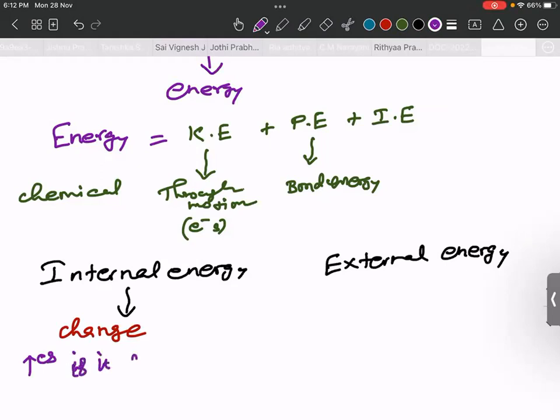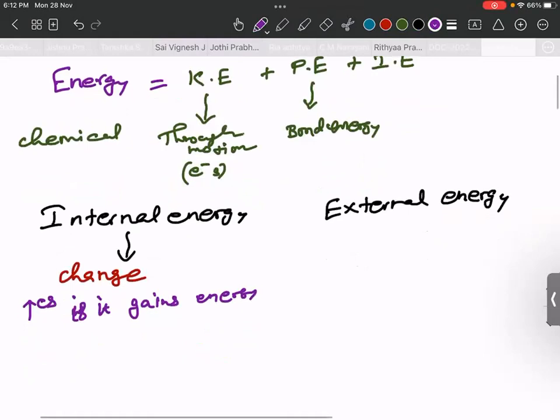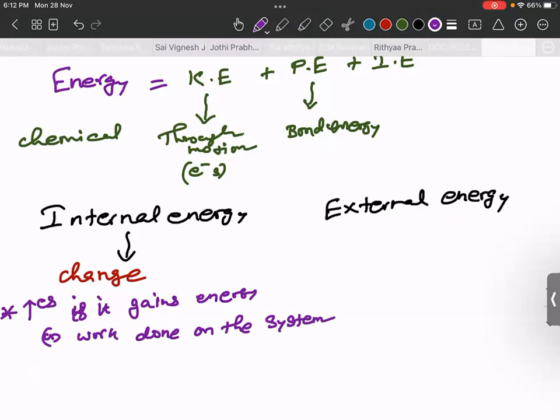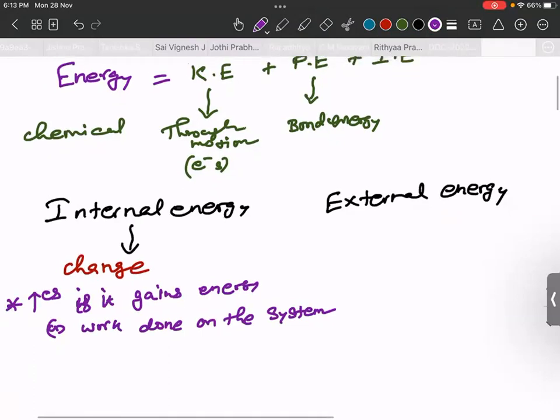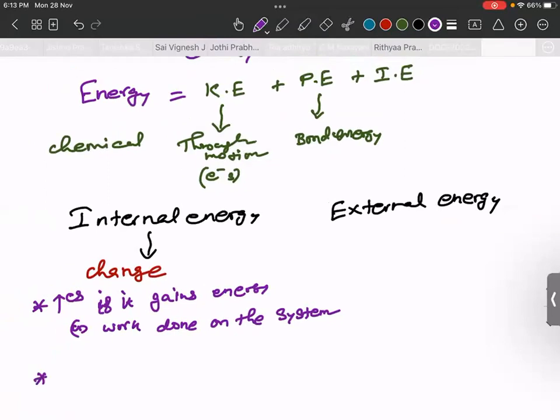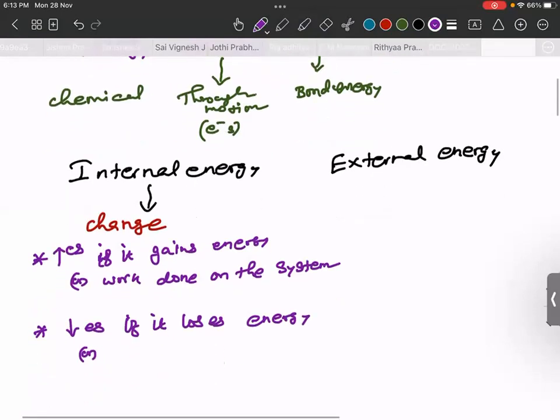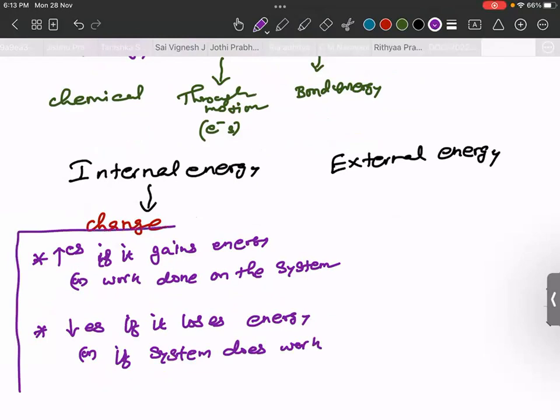Internal energy increases when it gains energy or work is done on the system. Any example? And the internal energy decreases if it loses energy or if the system does work. Just these two points we are going to see.